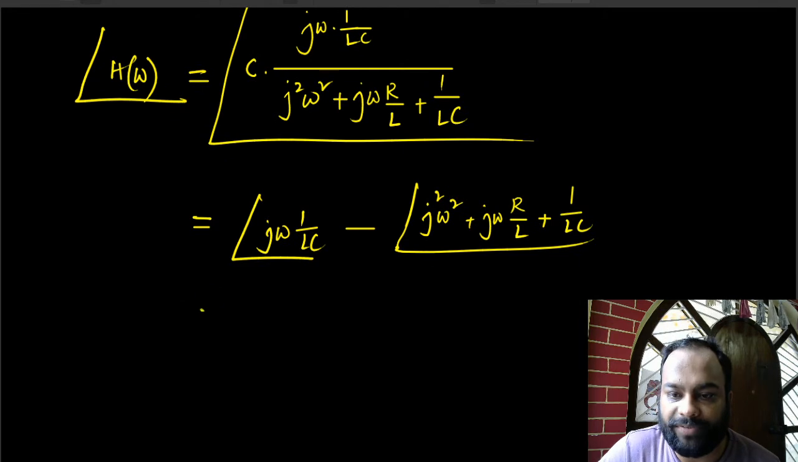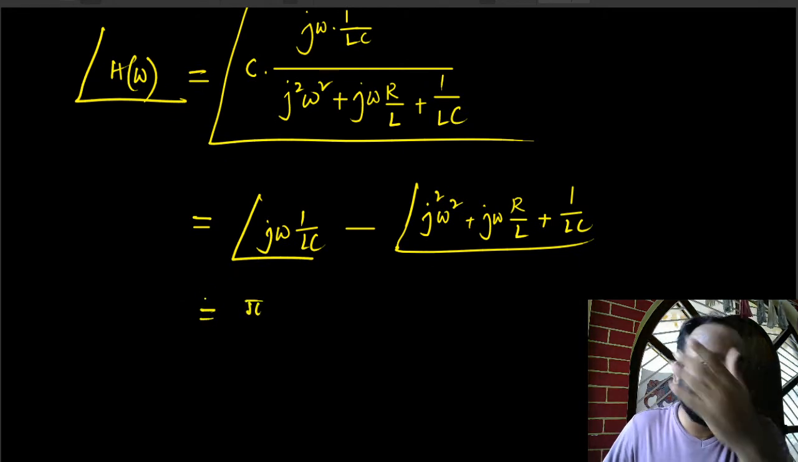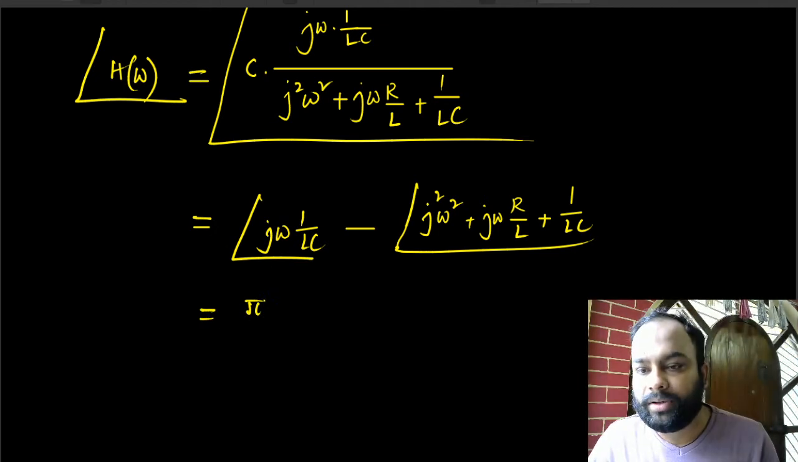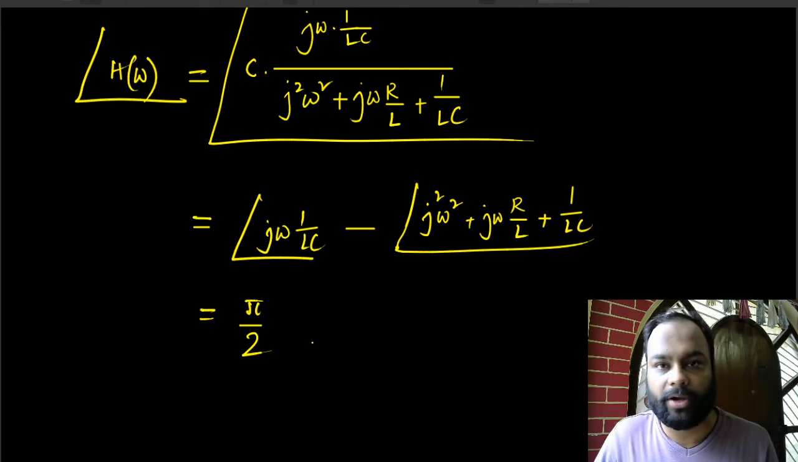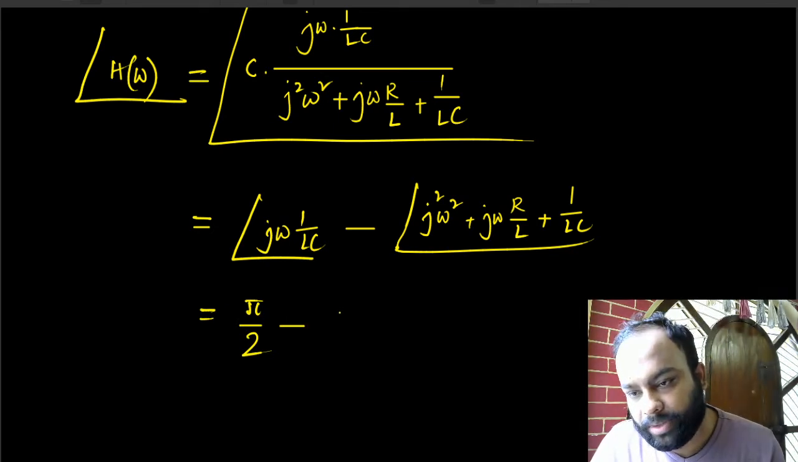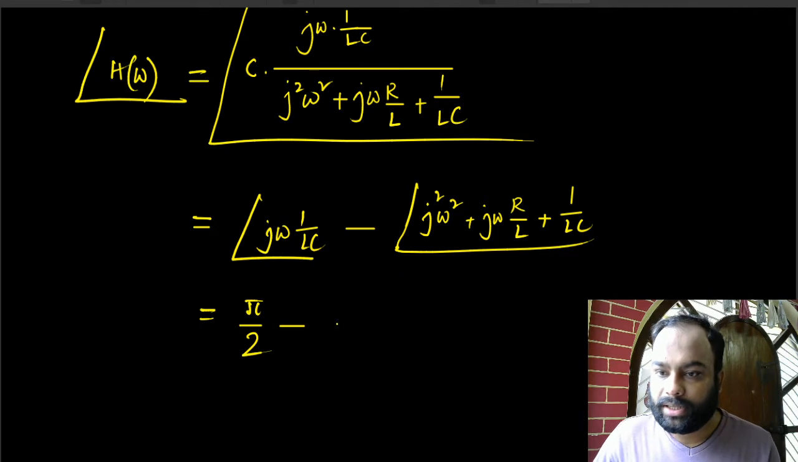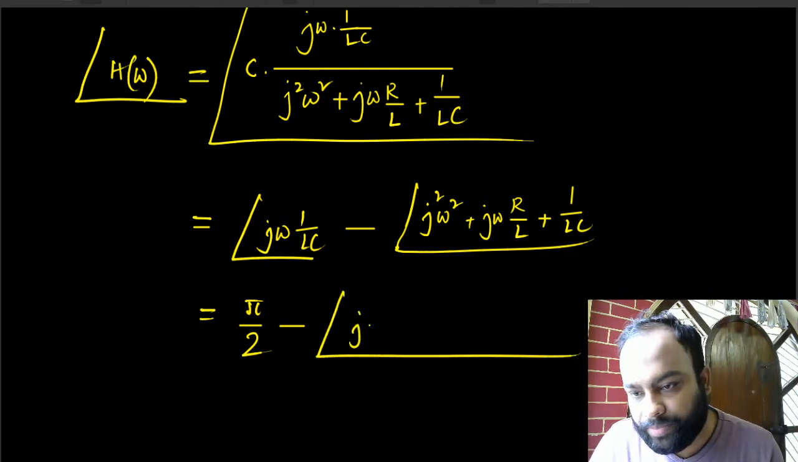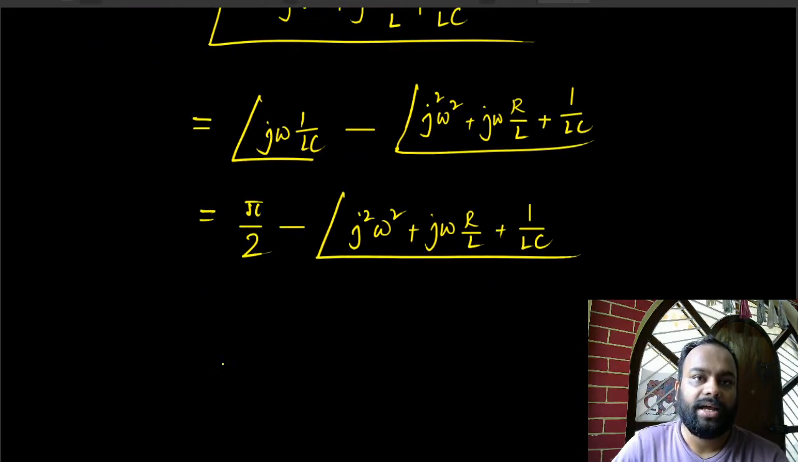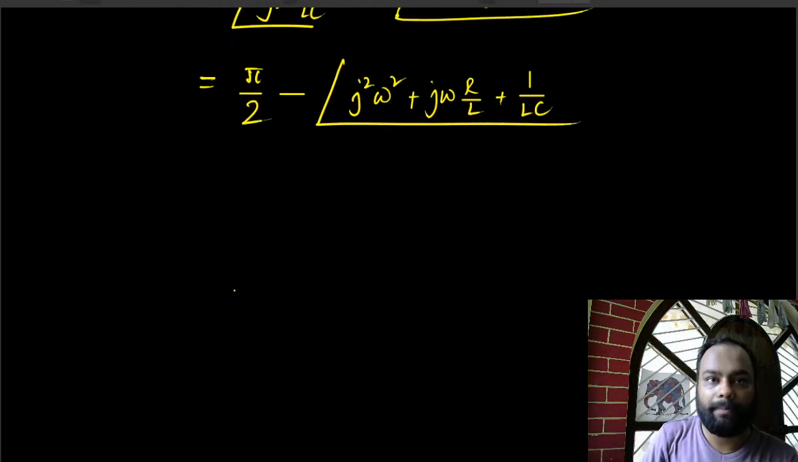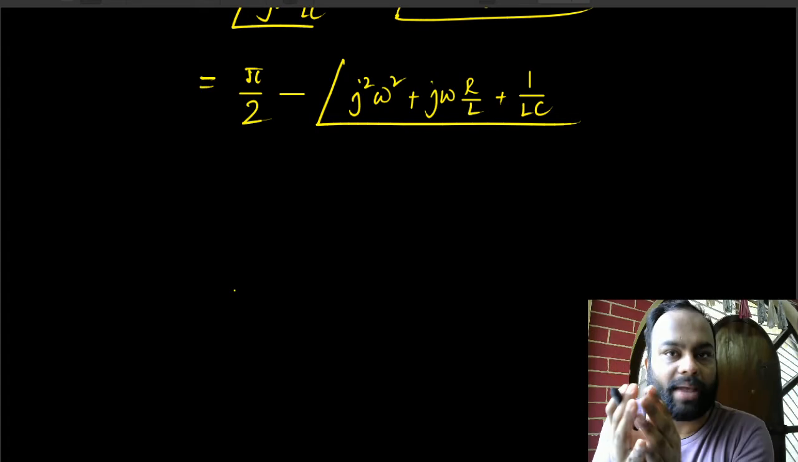Of course, the phase of this we have already established. We have been establishing this for a very long time already. So the phase of this is pi by 2. Minus we have this, the phase of j square omega square plus j omega r by L plus 1 by LC. We have the phase of this. Now let me ask you this simple question. Now let's try to figure out what I mean here.